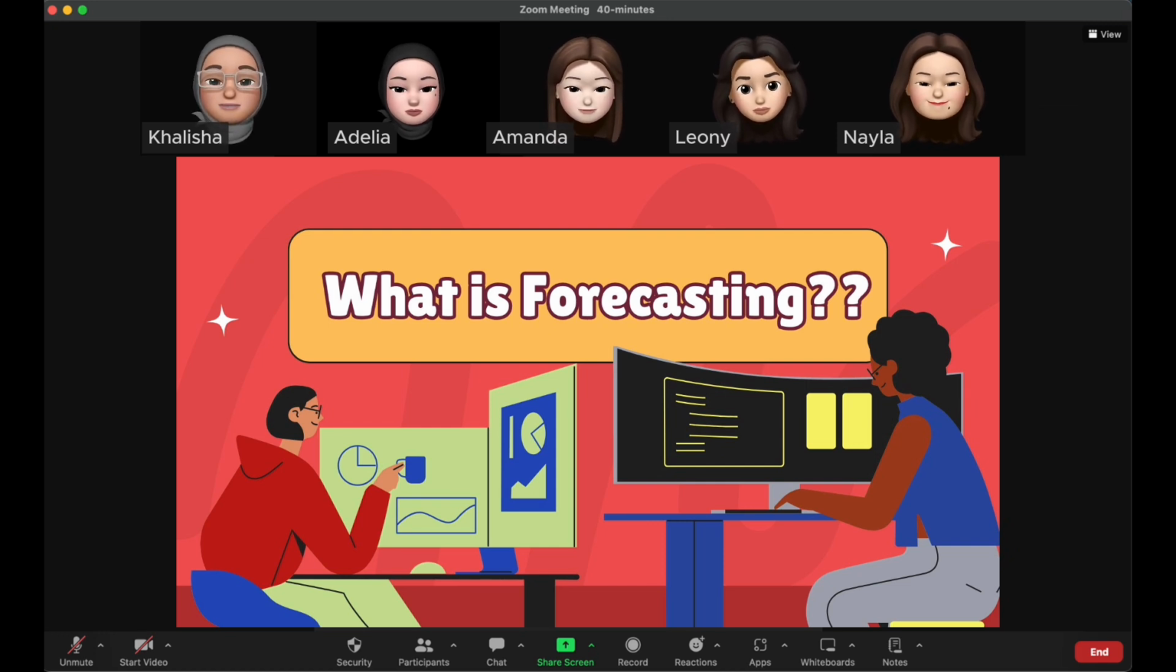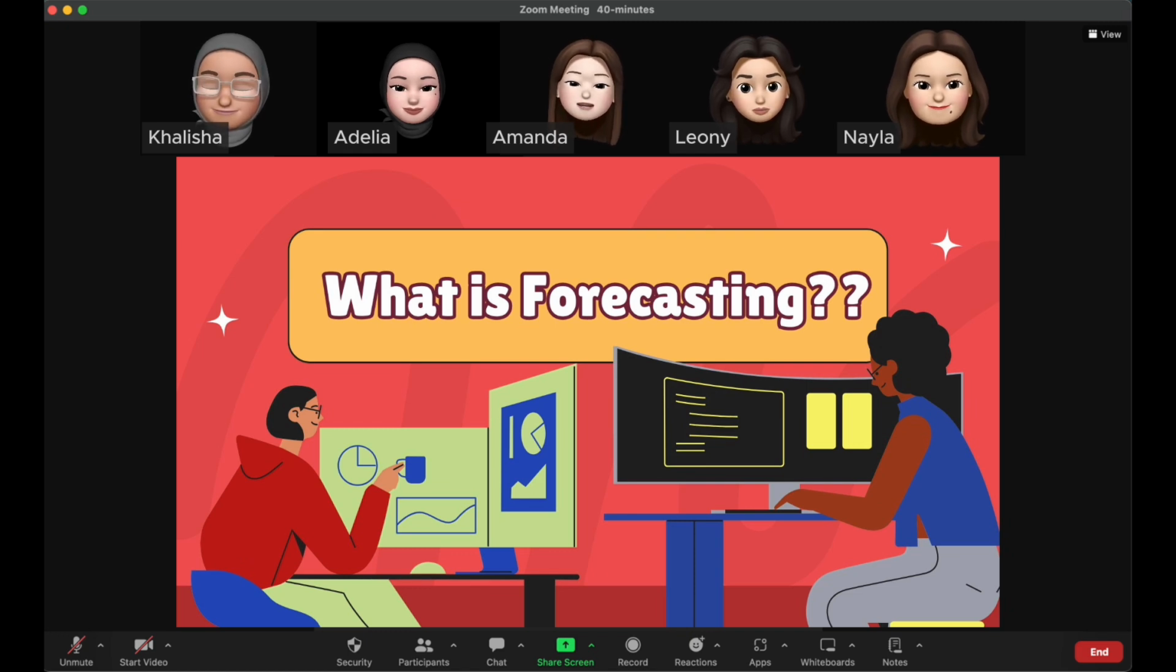I think there are three different time ranges for forecasting. The first are short range forecasts, usually up to 1 year and less than 3 months. Next, medium range forecast, usually 3 months to 3 years. And last, long range forecast. It predicts for 3 years and up.